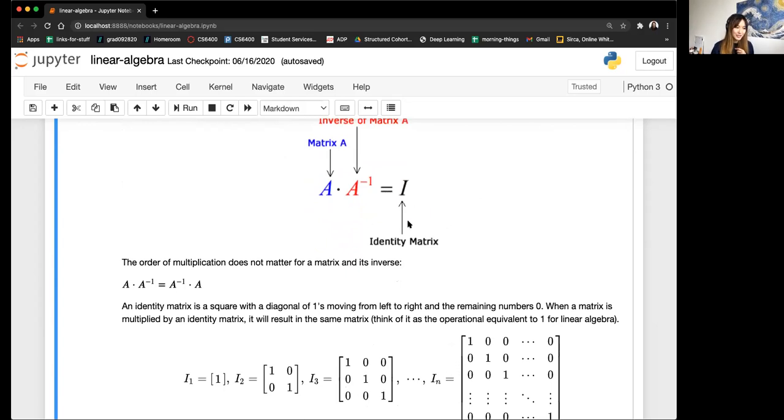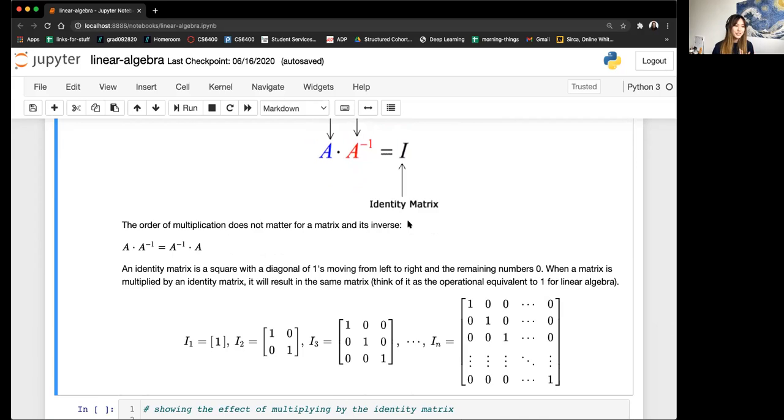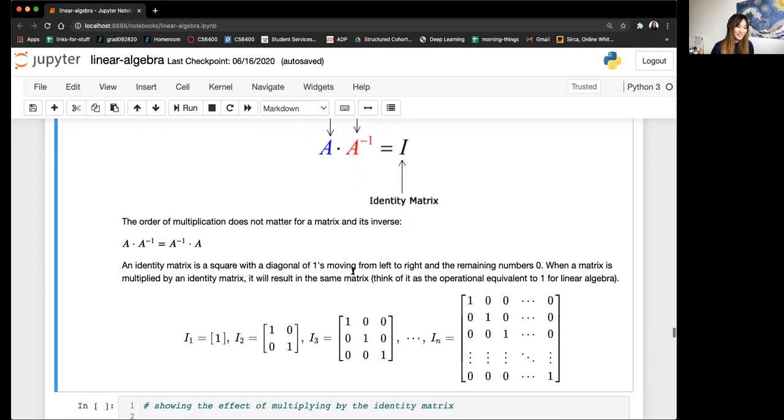And this identity matrix, what is the identity matrix? Think of it as the operational equivalent of the number 1. When you multiply anything by 1, it is itself, right? So the identity matrix is sort of like the linear algebra version of the number 1. What it looks like is a matrix of zeros with ones down the diagonal.